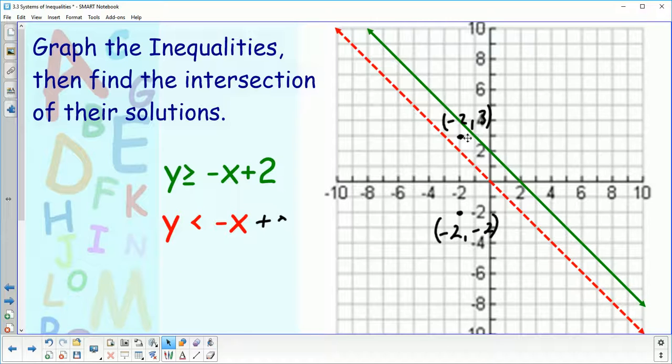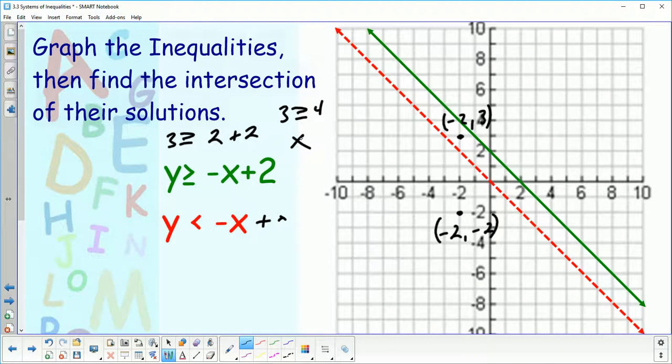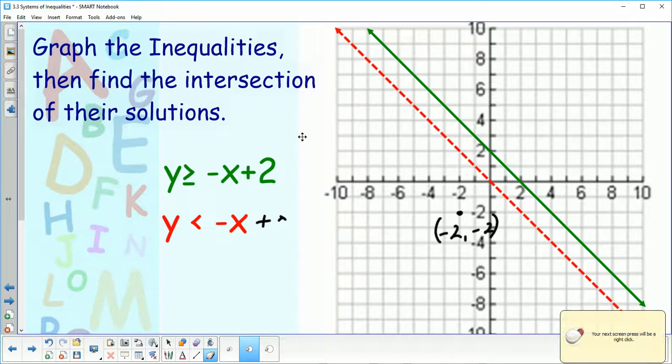Let's test this next one in the middle. I plug in 3 for y, greater than or equal to, and then remember, negative of a negative is a positive, so that is 2 plus 2, which gives us 3 is greater than or equal to 4, and that is not true. So I don't even need to test my other one because I know it's not going to work. So that region doesn't work.